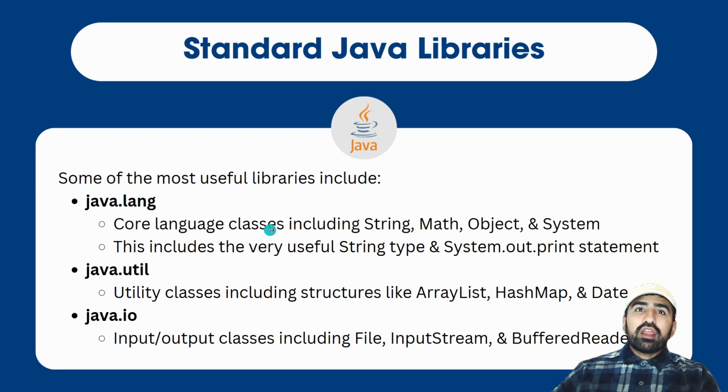So some of the most useful libraries include the java.lang library. So this is core language classes, including the String, Math, Object, and System classes. Remember, the String type is the super useful one when you're working with text. And then the System class, that's including the fundamental print statement.